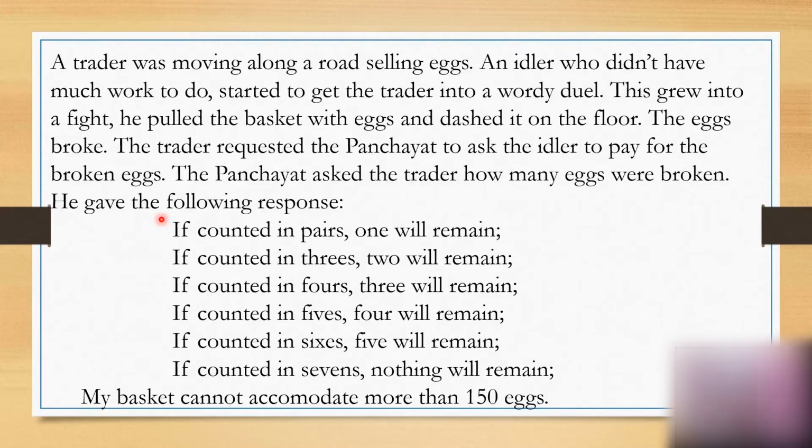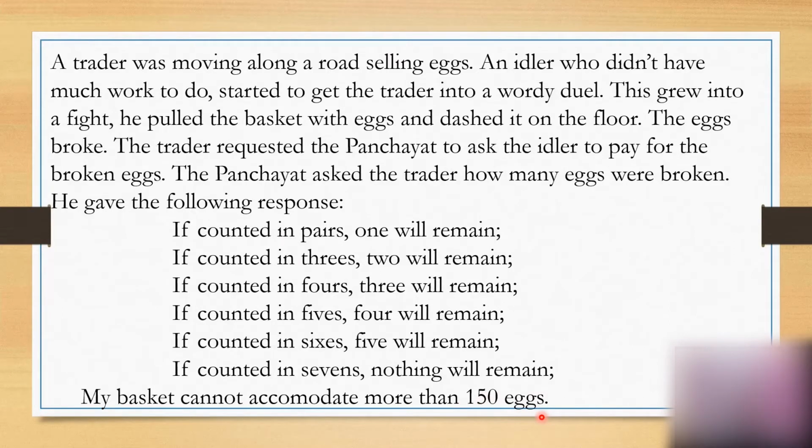Here the puzzle begins. He gave the following response. If counted in pairs, 1 will be left. If counting in 3, 2 will be left. If counting in 4, 3 will be left. If counting in 5, 4 will be left. If counted in 6, 5 will be left. If counted in 7, nothing will remain. My basket cannot accommodate more than 150 eggs.